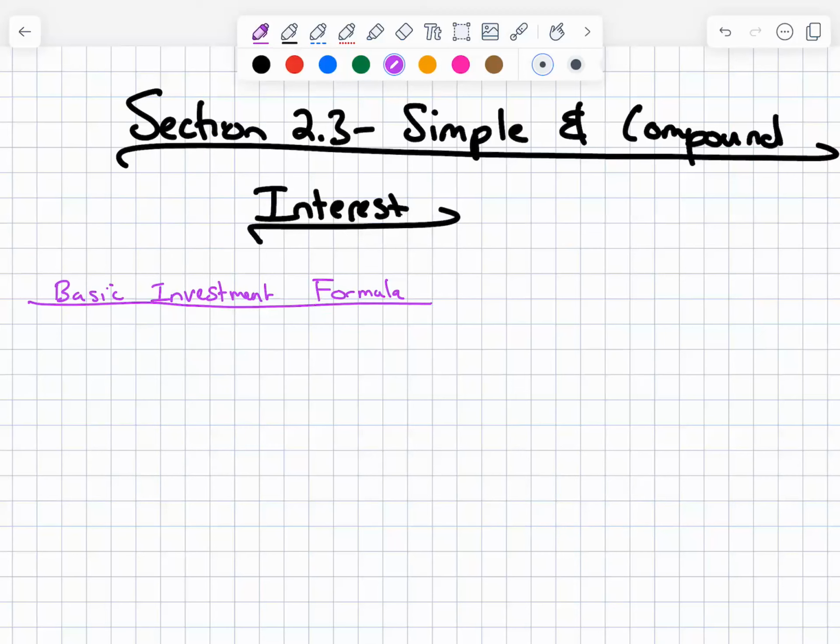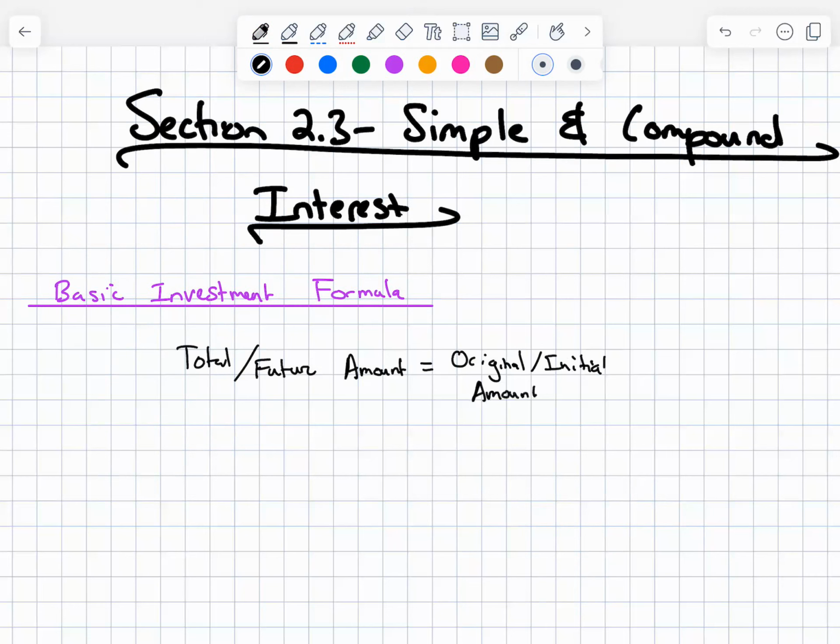So this is just one of those that is not really a formula, but it's implied to be a formula. It's an implied formula, is that the total or future amount is equal to the original or initial amount invested plus the interest accumulated.